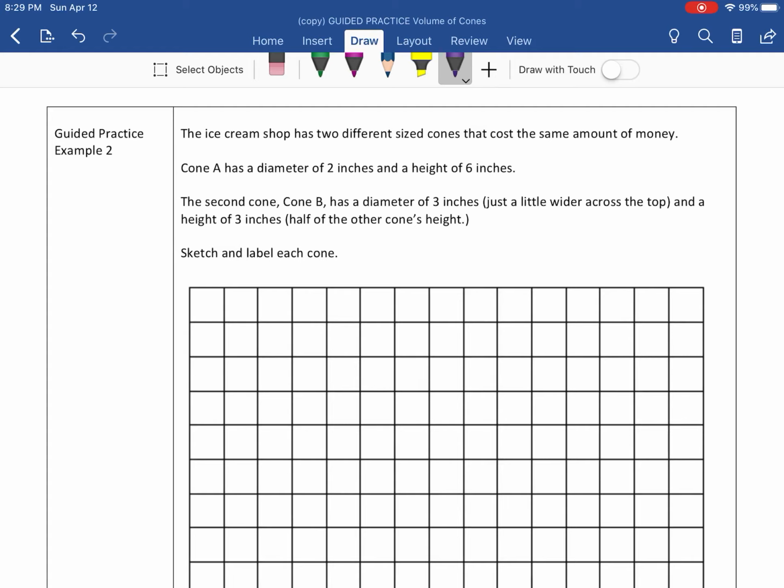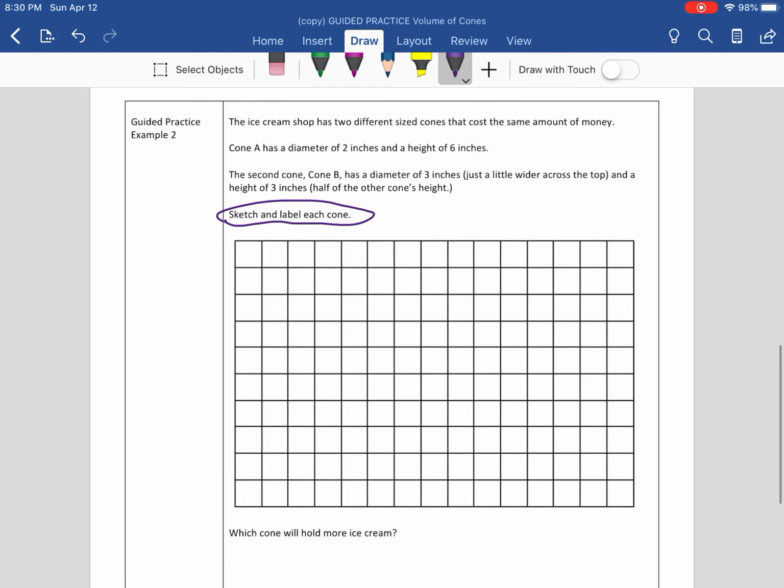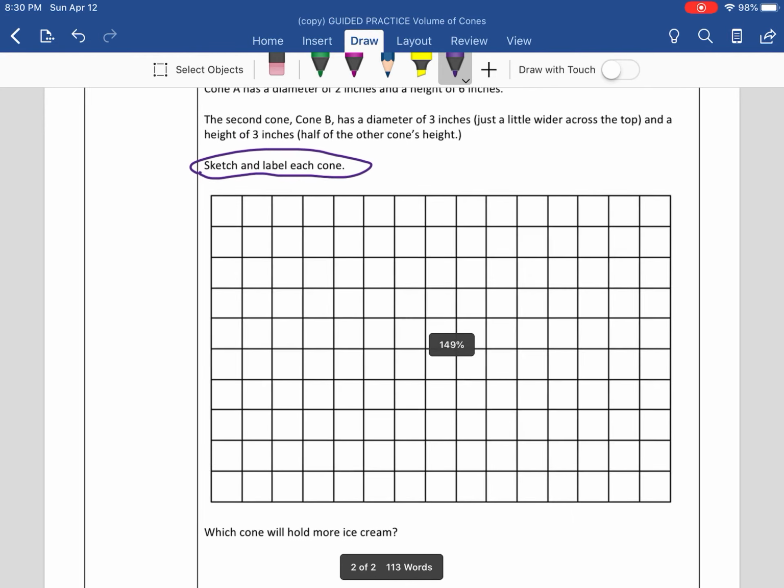All right, so cone A has a diameter of 2 inches and a height of 6 inches. The second cone, cone B, has a diameter of 3 inches, just a little wider across the top, and a height of 3 inches, half of the other cone's height. Sketch and label each one. So we have some graph paper here to help us make this a little easier.